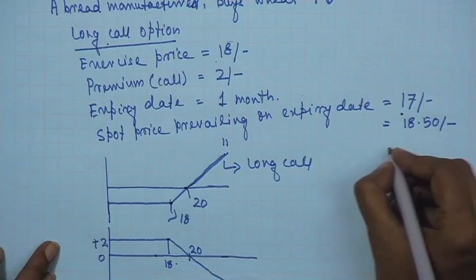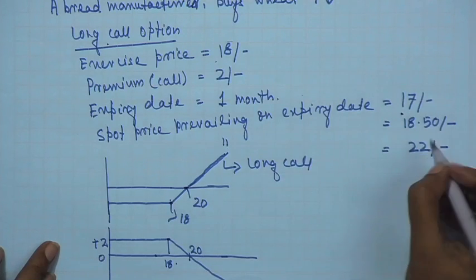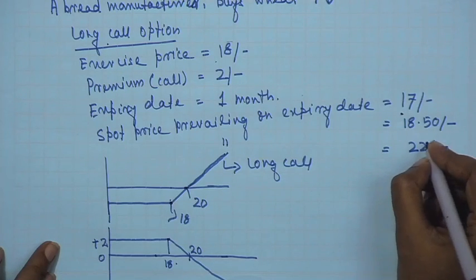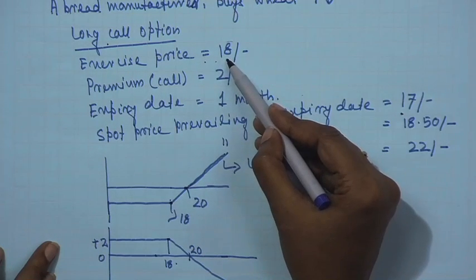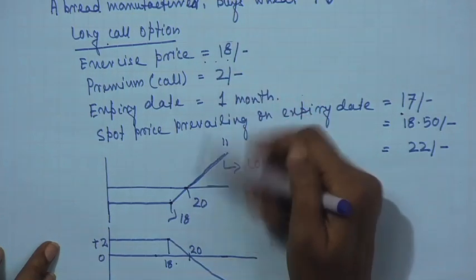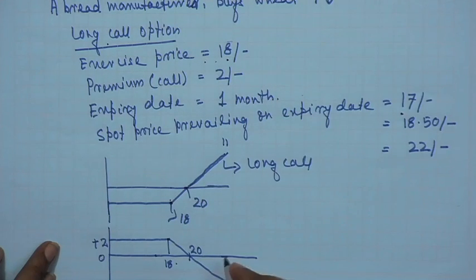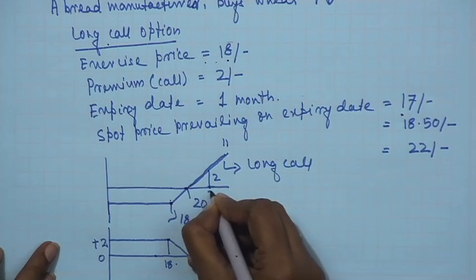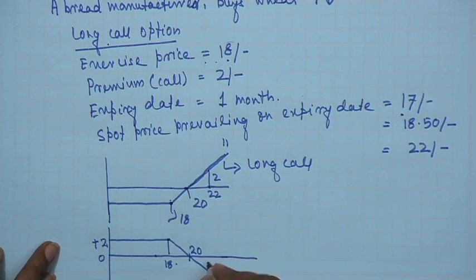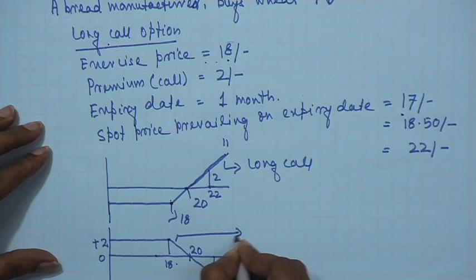Let us say the prevailing market price is 22 rupees. If the prevailing market price is 22 rupees, the long call option holder will exercise its option, buy wheat from the short call party at 18 rupees. So, what is going to be the loss for this party? Sorry, the gain for this party will be 2 rupees, profit for this, and the loss for this party will be 2 rupees. So, this is the payoff for short call.